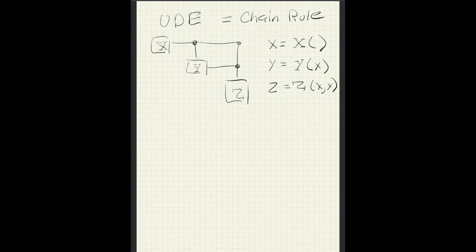So this is a composite function because what we actually care about is z, but in order to get there, we first have to compute y. And that's what makes it a composite function. Now, if things are being simple, these could all be scalar functions, but we don't have to be. So let's assume x is of size L, y is of size M, and z is of size N.